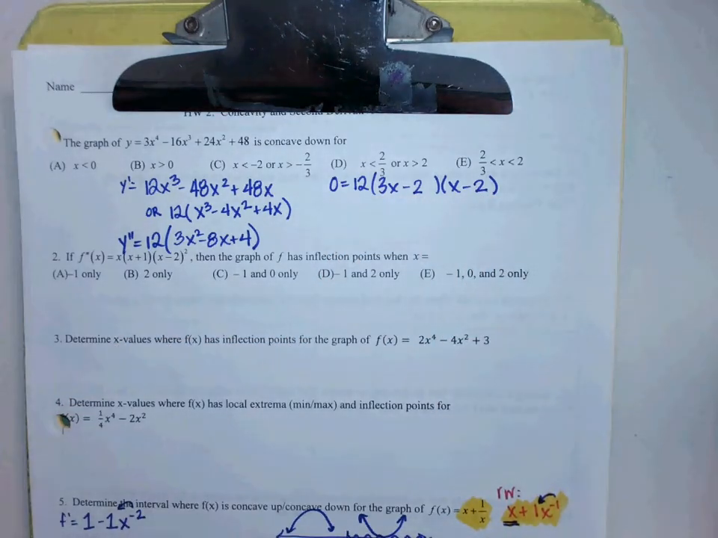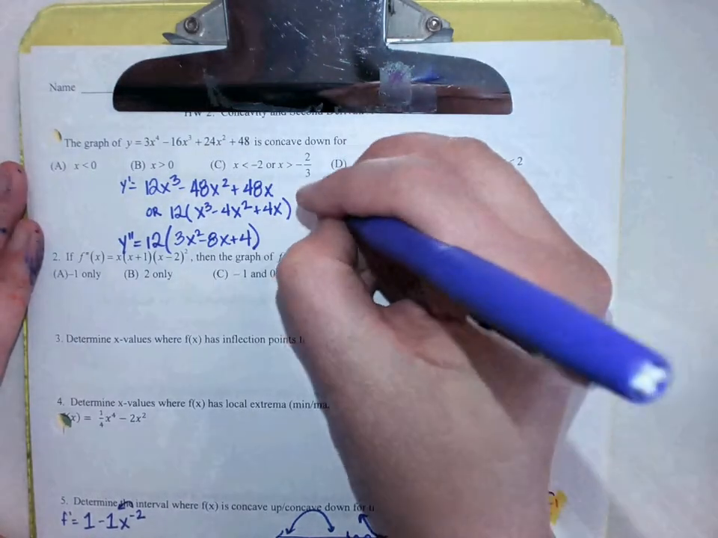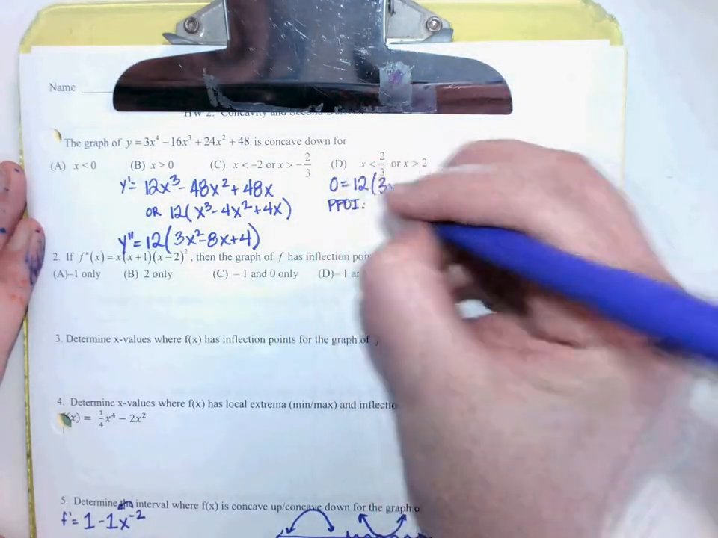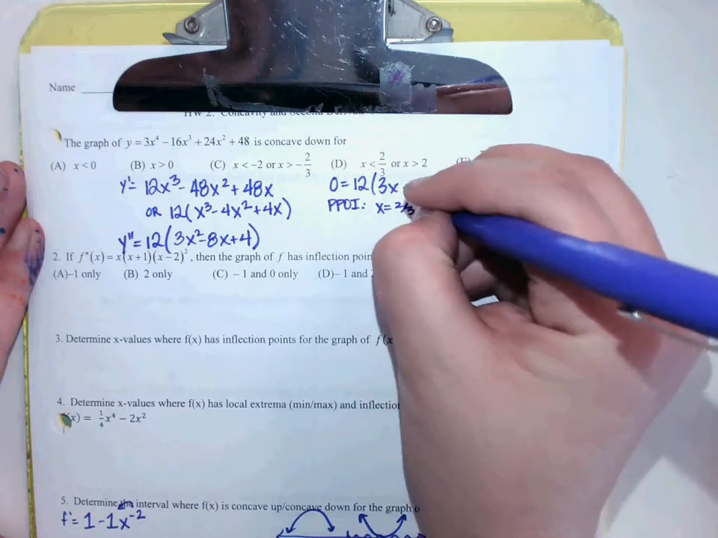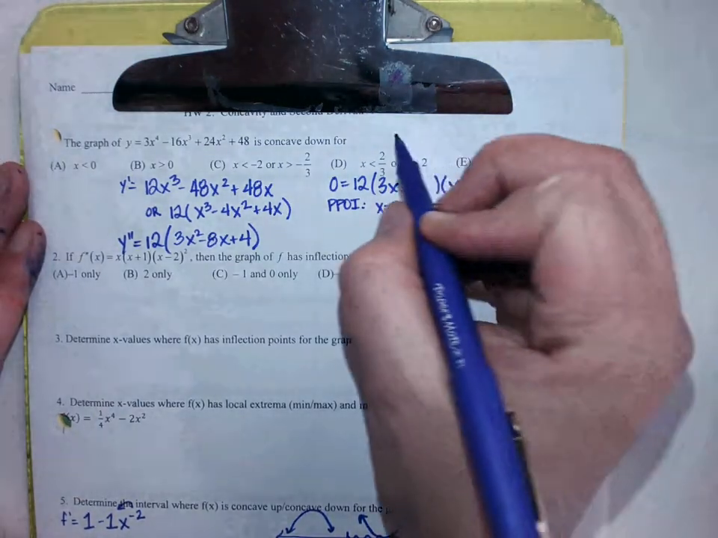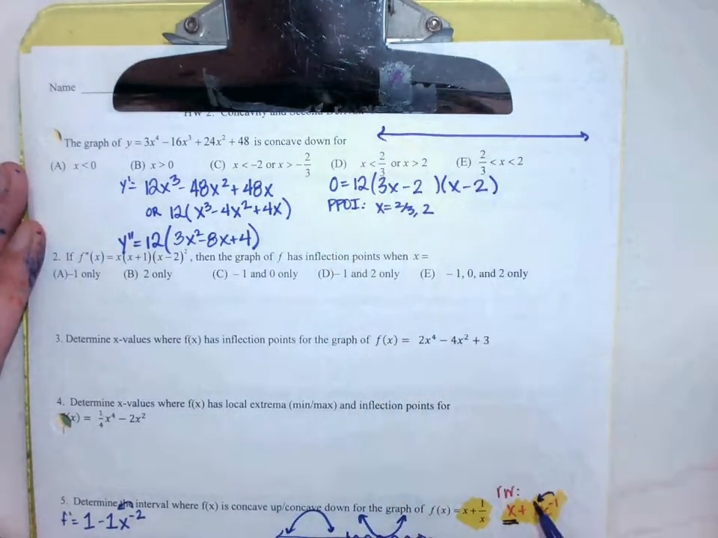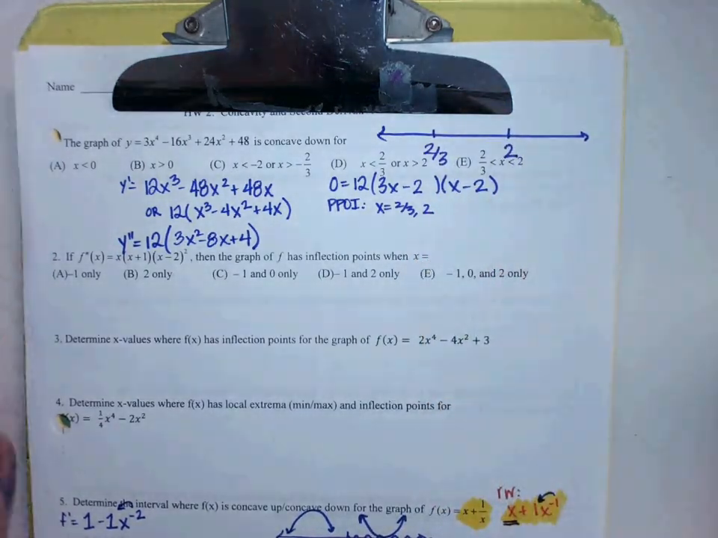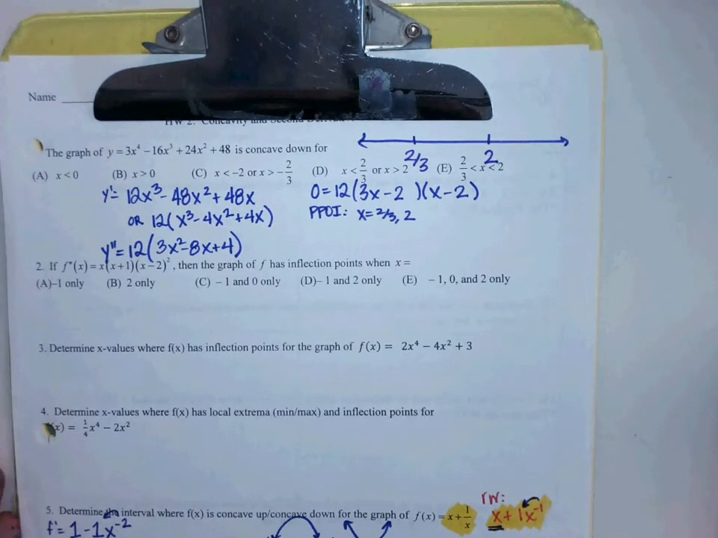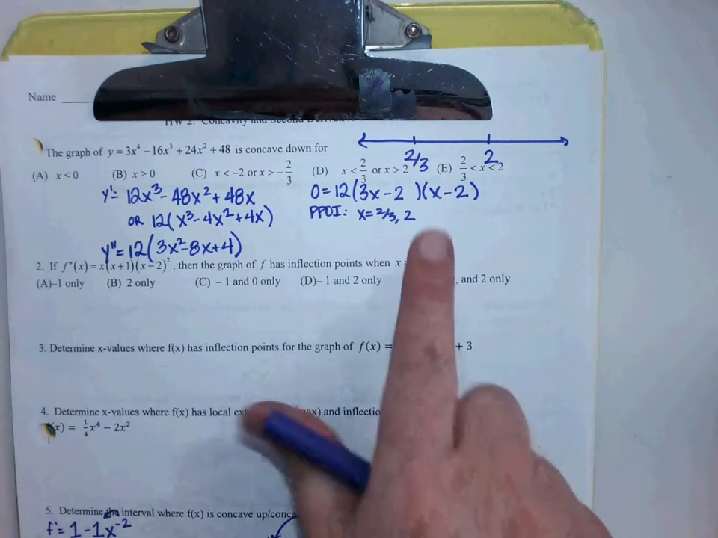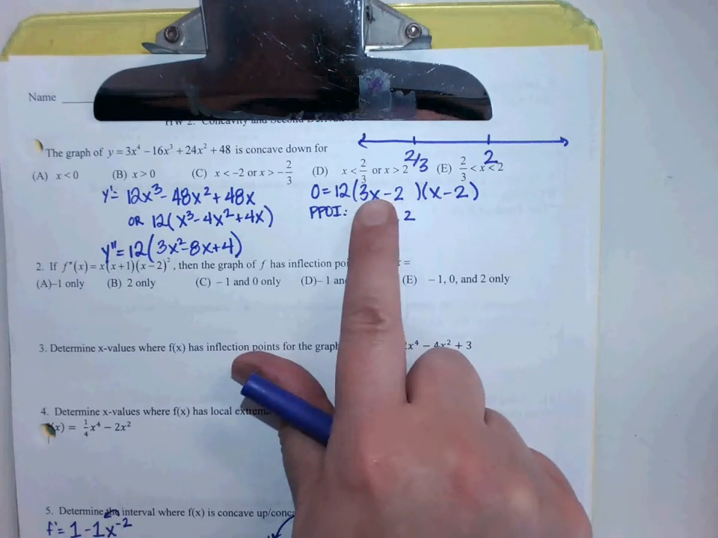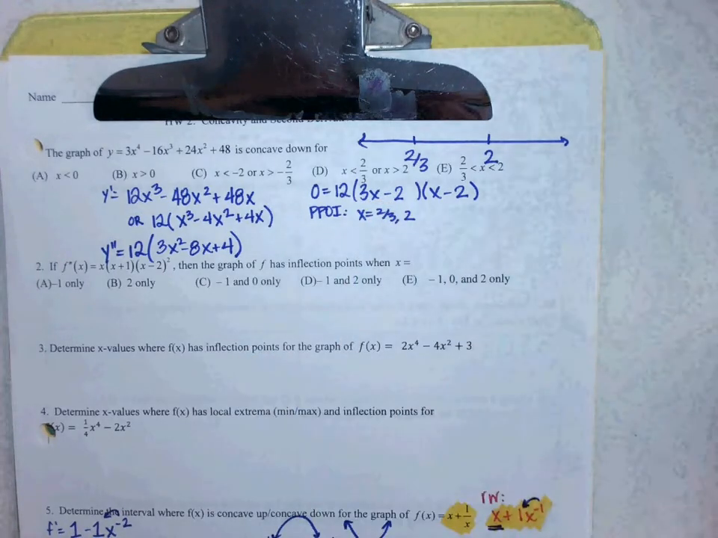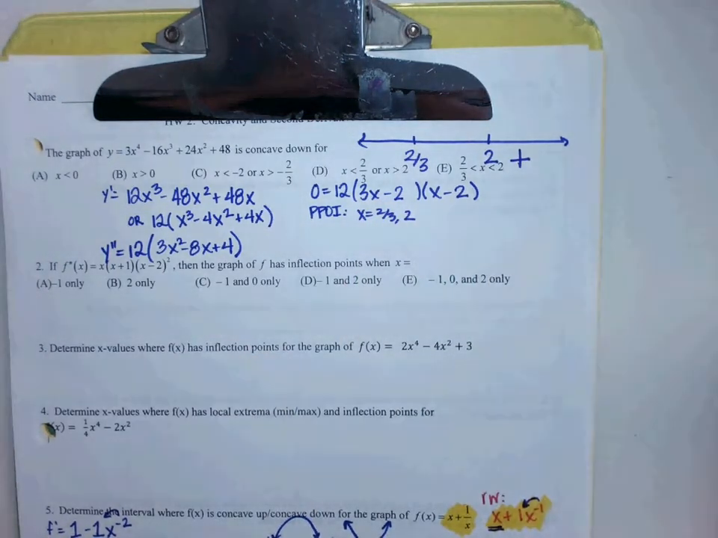From there, what are my two PPOIs? 2 and 2/3. PPOIs are 2/3 and 2. Set up your number line. 2/3 is smaller, I'll put it here. 2 is here. What is a number bigger than 2 that I could choose? 3. So 3 minus 2 is positive. 3 times 3 is 9, and 9 minus 2 is also positive. Multiply two positives, get a positive.